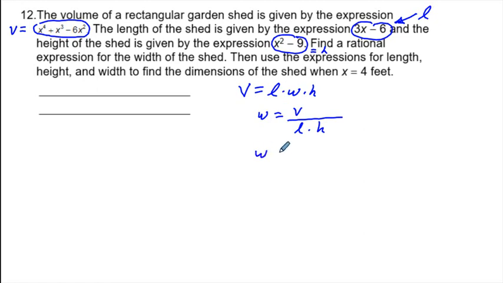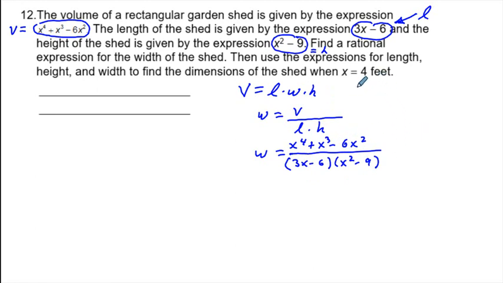And so our width is going to be equal to our volume, and our volume is given by x to the 4th power plus x cubed minus 6x squared, over L times h. And L times h is going to be, well, L is going to be 3x minus 6, and h is going to be x squared minus 9. And so we're going to simplify this expression and get a width.